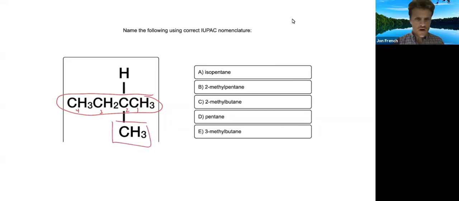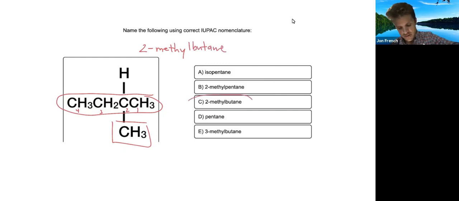So I have a 4-carbon alkane, which is butane. And on the second carbon, I have a methyl group. So I would say I have 2-methyl. On the second carbon, I have a methyl group, and the chain is 4 carbons long. So that would be choice C, 2-methyl butane. If I counted from the left, I would get 3-methyl butane, but that's not the lowest number possible.